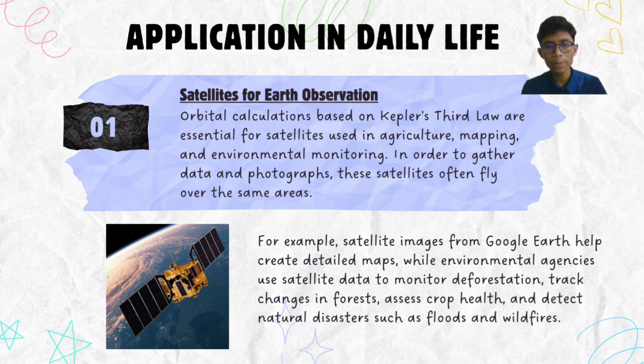By following a predictable orbit, satellites can pass over the same location regularly to collect accurate images and data. For example, Google Earth uses satellite images to create detailed maps. Environmental agencies also rely on satellite data to monitor deforestation, observe forest change, assess crop health, and detect natural disasters such as floods and wildfires. This application helps governments and researchers make better decisions to protect people and the environment.